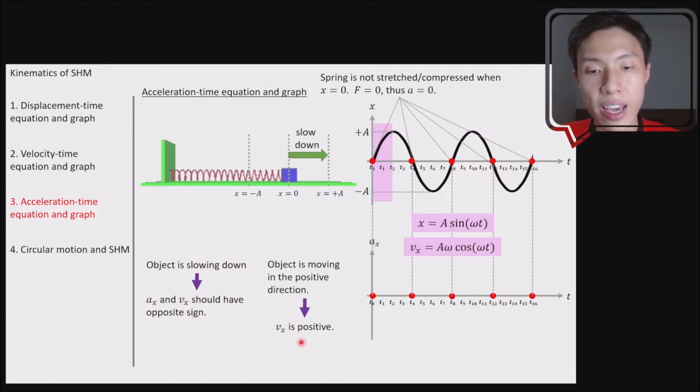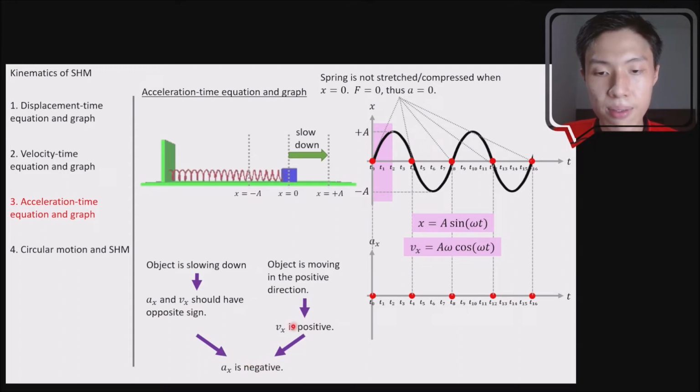Then if you know vx is positive and you know ax is opposite sign of vx, then you know ax must be negative, because ax and vx must be opposite in sign. If vx is positive, then ax is negative. So for this section here from T0 to T2, you should expect your graph to be plotted below the time axis, somewhere around here. So this is for the first section.